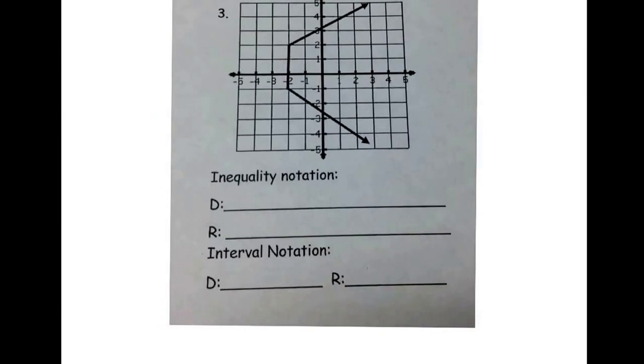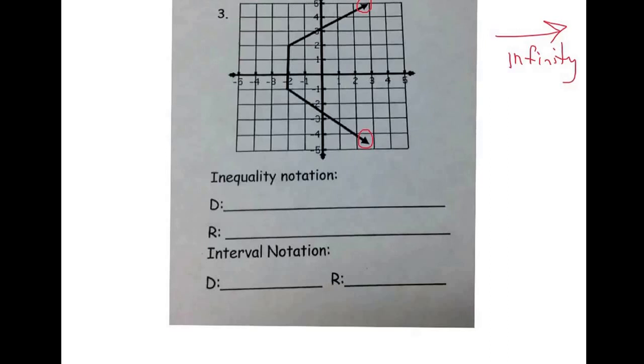Alright, so what you should notice on this one is it's a little bit different in that it has these arrows on it. Okay? And anytime we see arrows, that indicates that it goes forever. And so that means that we're going to bring in this idea of infinity. It goes forever in a certain direction. Other than that, everything's going to be the same when we're doing this.